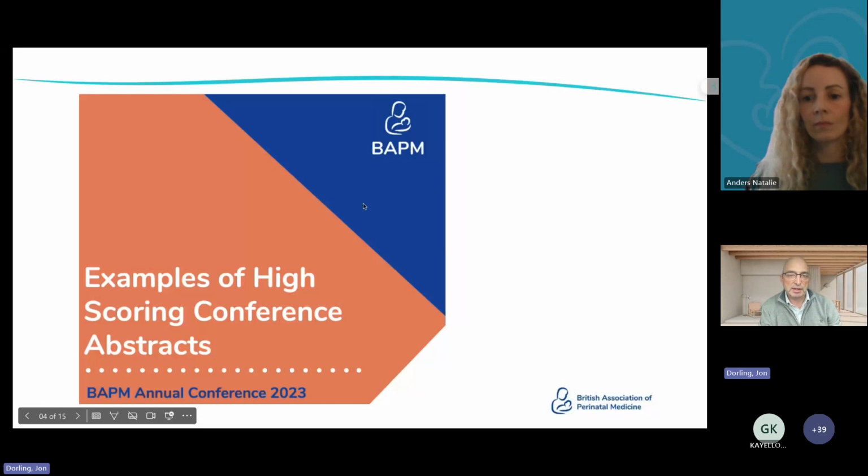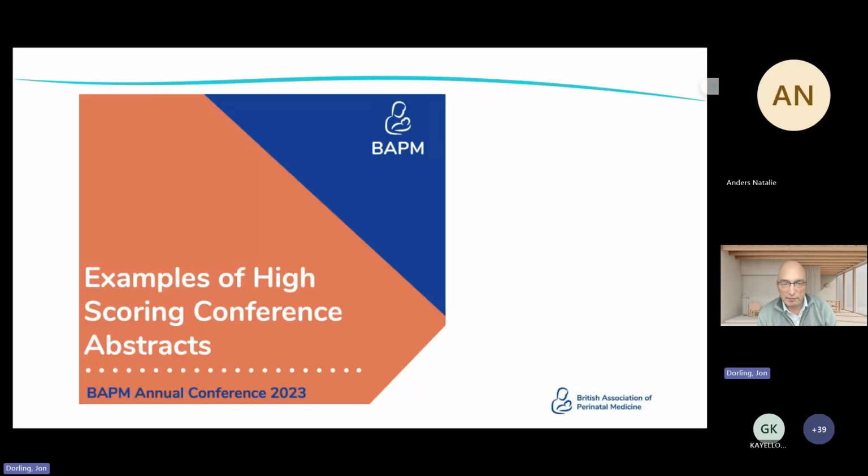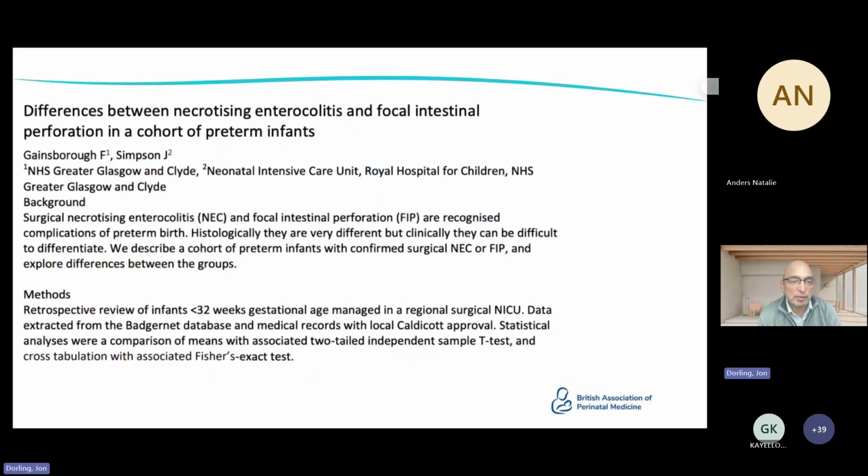So then if we look at the examples of high scoring conference abstracts from last year, these are also available on the BAPM website as a resource, so you can look at these in more detail if you want to. And it's quite good to use previous abstracts to give you a bit of a format and the way to write things. So the first one is this one: differences between necrotizing enterocolitis and focal intestinal perforation in a cohort of preterm infants. So you can see that's a short, snappy, precise title that tells you what you're going to learn or get from the abstract.